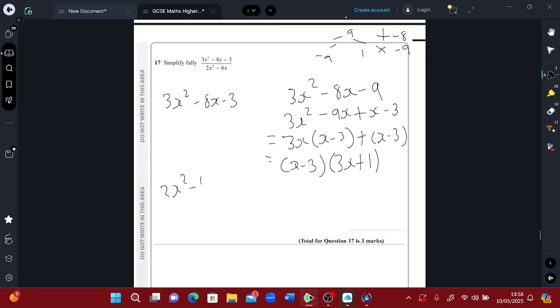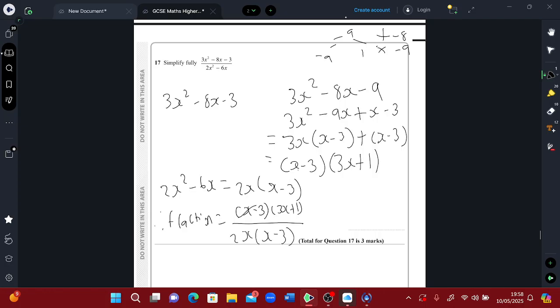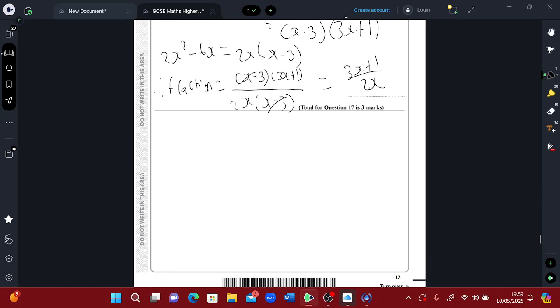Likewise, 2x squared minus 6x. Again, a 2x is common to both. So it's going to be x minus 3, and that's your simplified version. So therefore, the fraction, if you bring this all in now, it's going to be x minus 3, 3x plus 1 over 2x, x minus 3. Notice that these cancel now, so you're left with simply 3x plus 1 over 2x. That can't be simplified any further, so we leave it there, and that should be your answer.